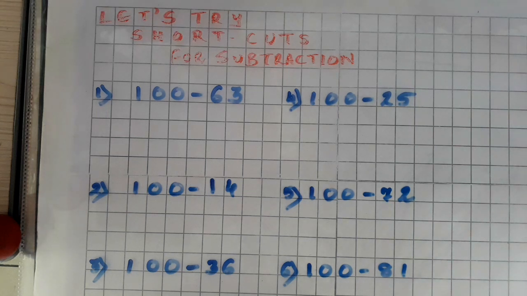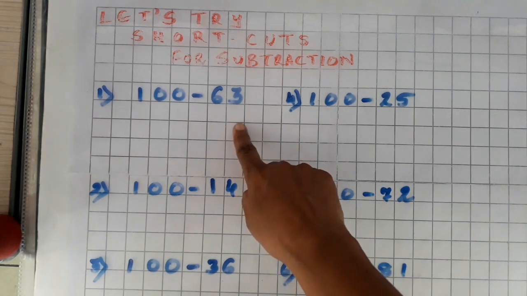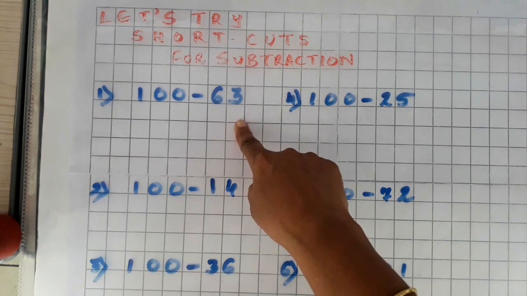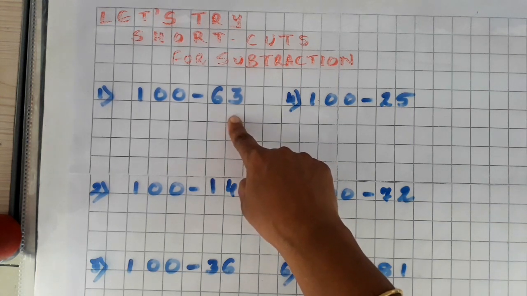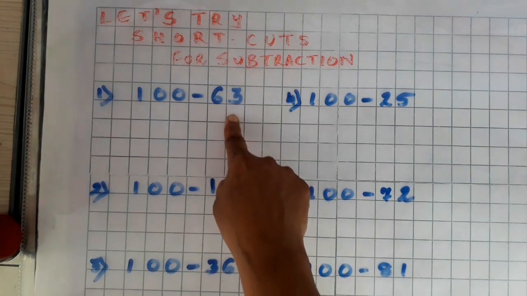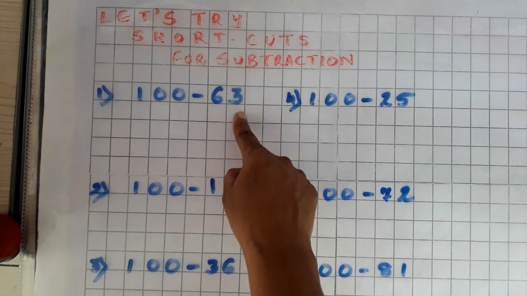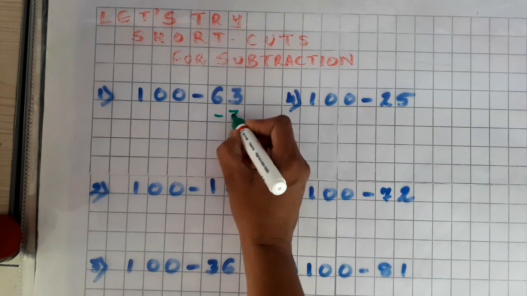Now let us try a few shortcut methods of subtraction. The first method: we are going to subtract numbers from 100. Think of the second number and which round number it is nearby. 63 is nearer to 60, right? So now I want the number 60 over here. How can I bring 60 here? By subtracting 3 from this number.